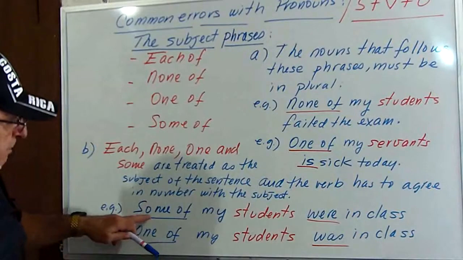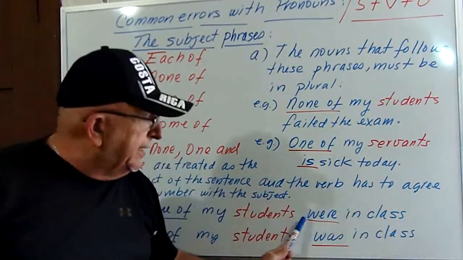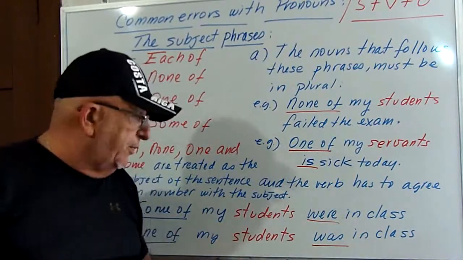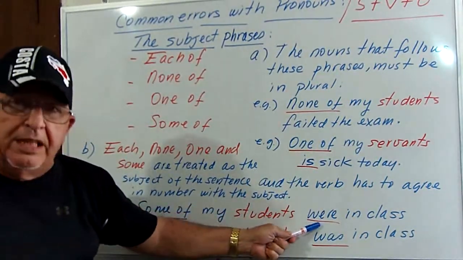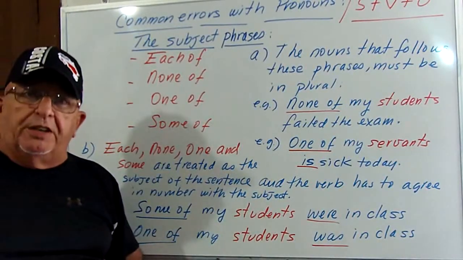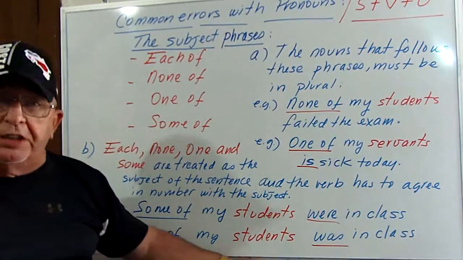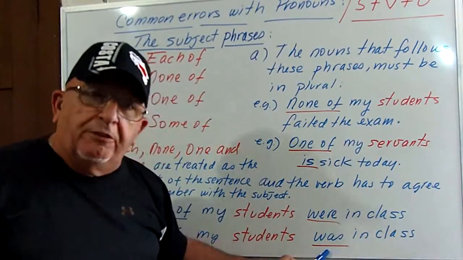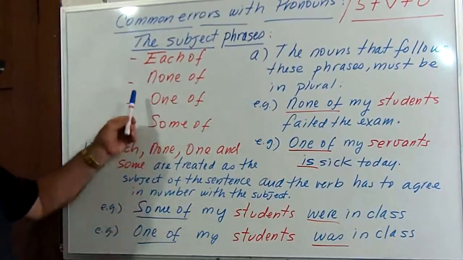Okay? For example, some of my students were in class. I'm using the plural form of the verb to be in past tense, of course. And I'm using the verb to be in plural because some is a plural form also of the subject of the sentence, okay? But in this case, if I say one of my students was in class, I have to use the singular form of the verb to be because one is the subject of the sentence and is a singular form.